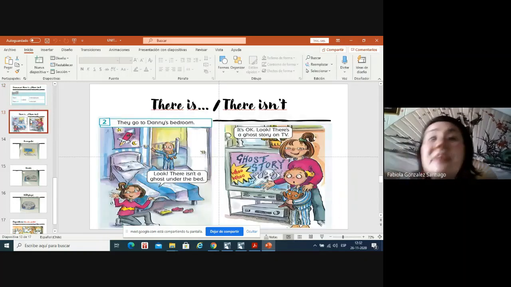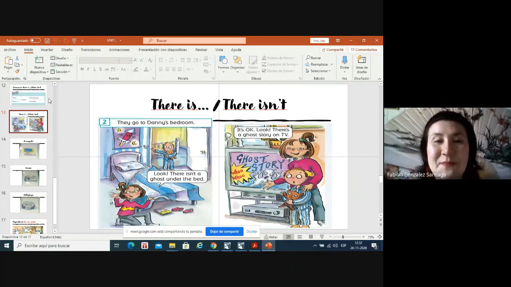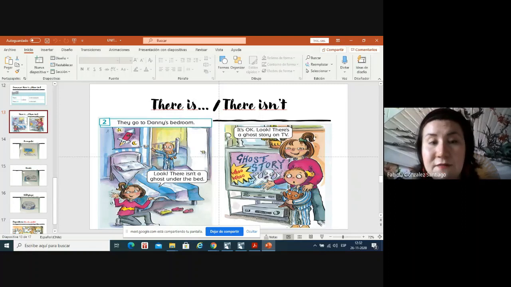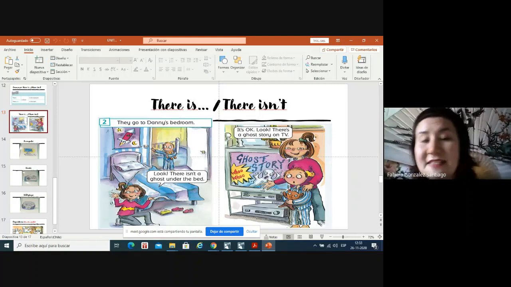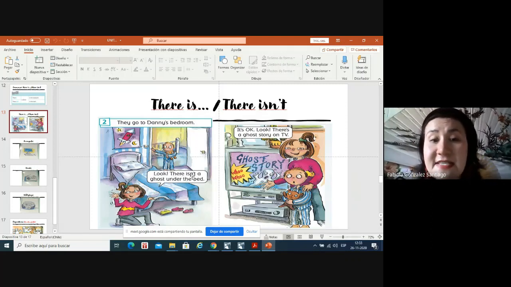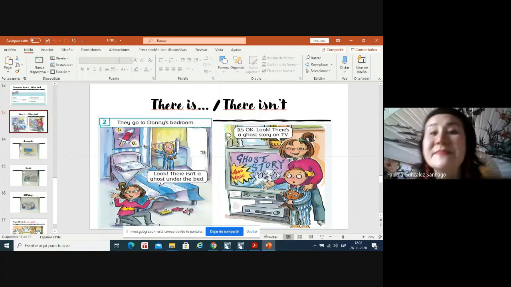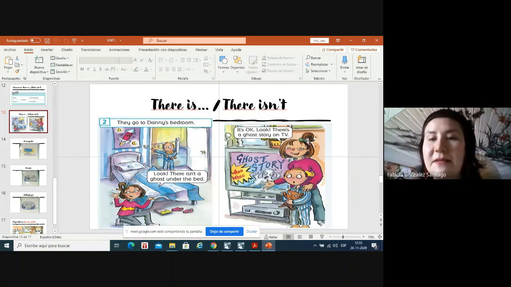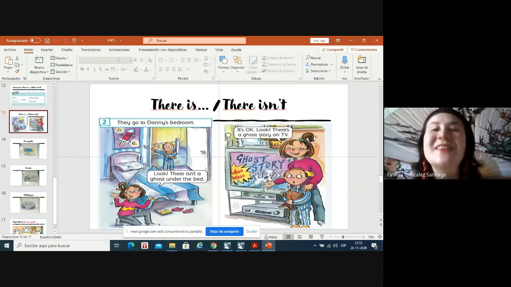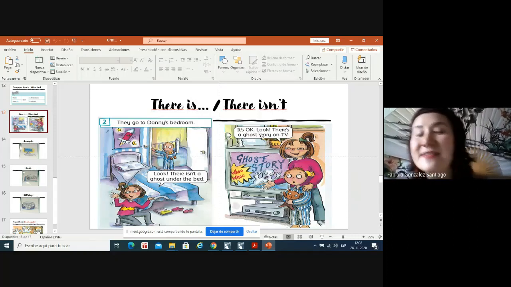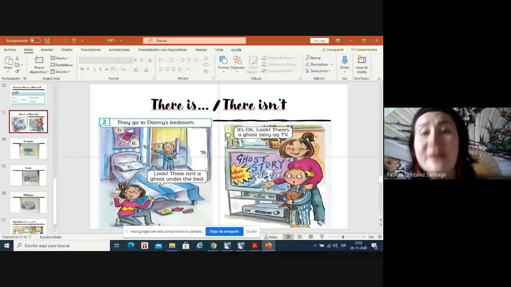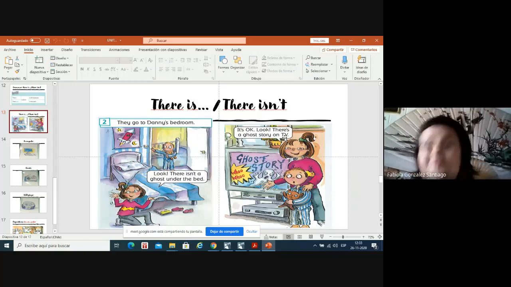Okay, let's see some examples from the story. Look. Well, we are in Danny's bedroom. And his sister says, look, there isn't a ghost under the bed. There isn't, no hay un fantasma debajo de la cama. There isn't a ghost under the bed. Number two. Next one. Look, there's a ghost story on TV. Hay una historia de fantasmas en la tele. There's a ghost story on TV. Okay? Understand? ¿Se entiende? Yes?